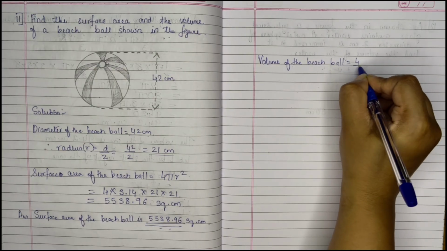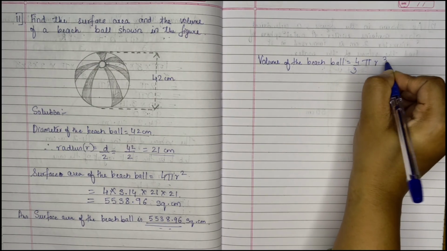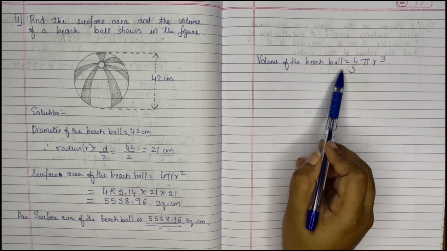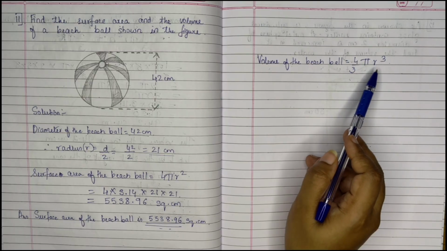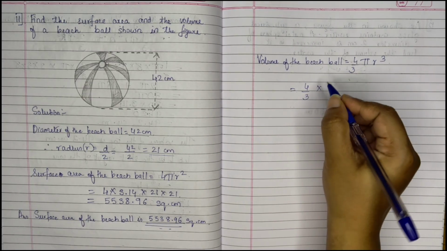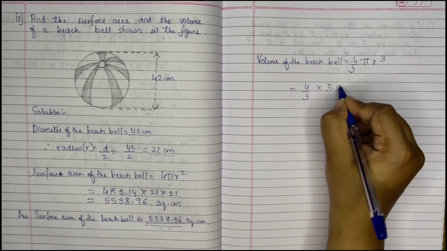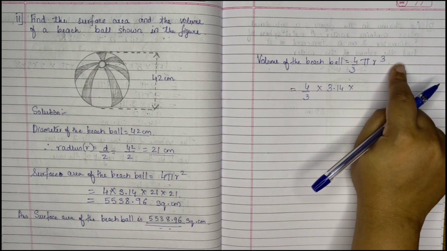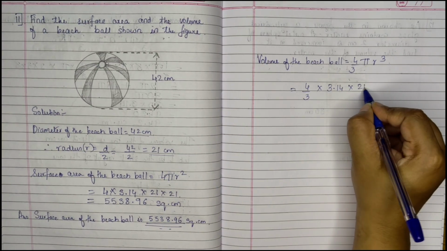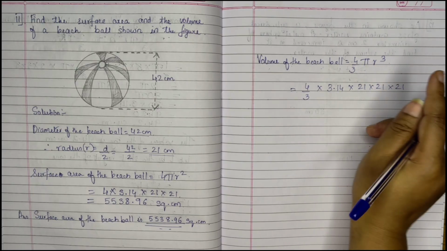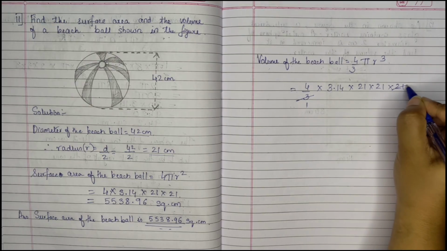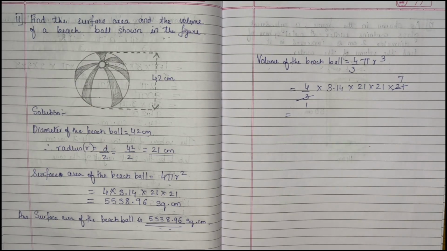Volume is equal to 4 upon 3 pi r cube. Okay, write the formula. Next we have to find the volume of the beach ball. So volume of the beach ball is equal to 4 upon 3 pi r cube. Again put the values, 4 upon 3 pi, again I'm taking 3.14 only, into r cube. R we had, radius we had 21. Okay, so 21 into 21 into 21, since it is cube, 3 times. Now we can reduce this. 3 ones are 3, 3 sevens are 21.